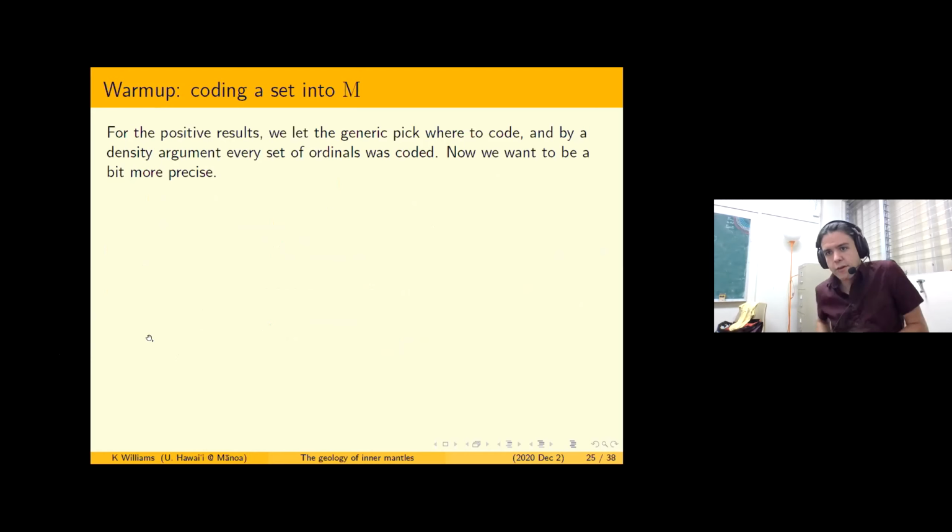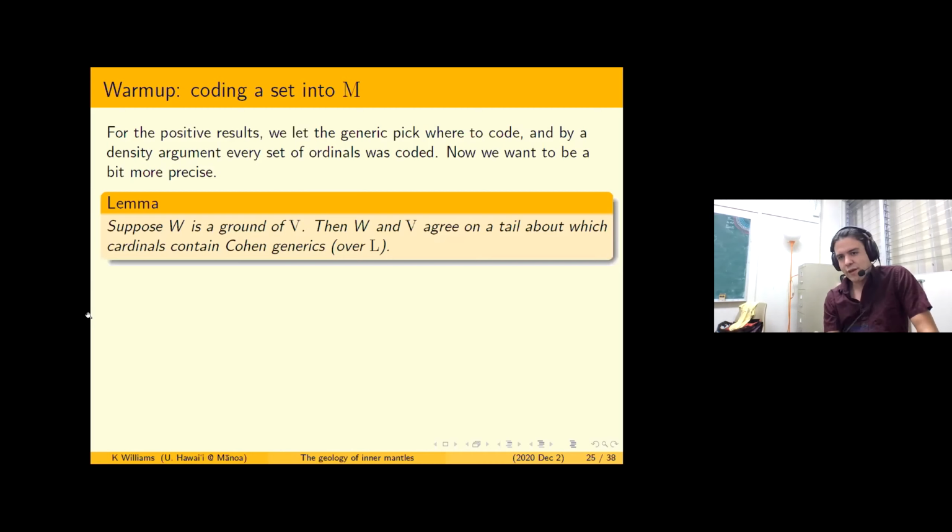Okay. So as a warm-up, let's talk about coding a single set into the mantle. Earlier we did this by genericity. We just did this big lottery sum, and the generic then picked where the set of ordinals was coded. But if we're just coding a single set, we can pick where to code it and say it a bit more precisely. Okay, so I guess first of all, a lemma that's analogous to the lemma about continuum coding.